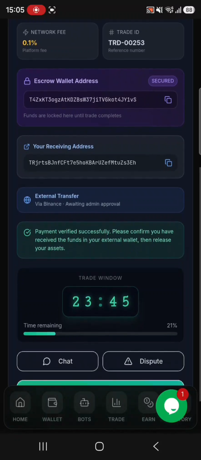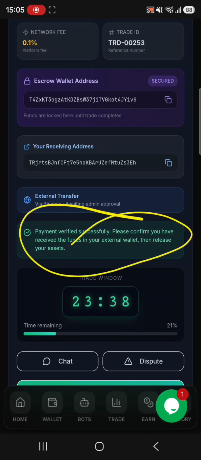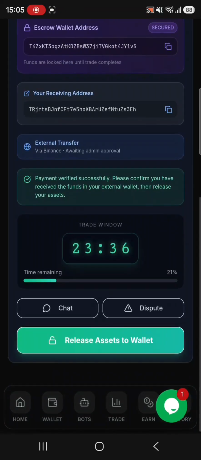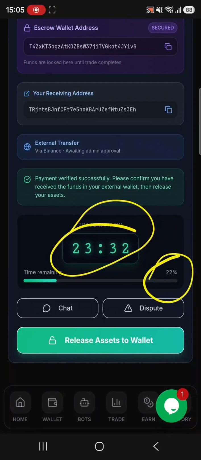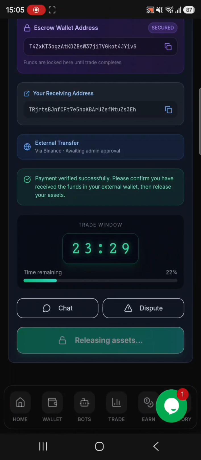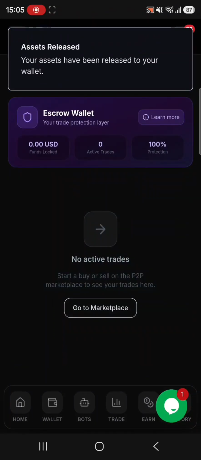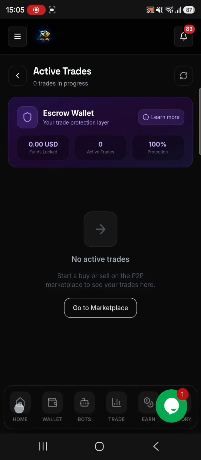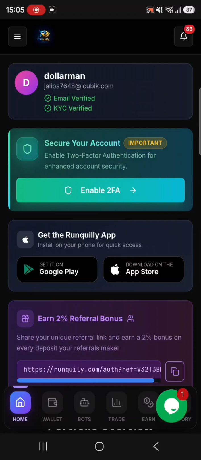So that's how you release. Just come here, payment verified successfully. Please confirm you have received the funds in your external wallet, then release your assets. So it took around 7 minutes. Then I just release because I've confirmed my funds are in my external wallet. So that's how you trade. That's how you make profits with crypto arbitrage trading.